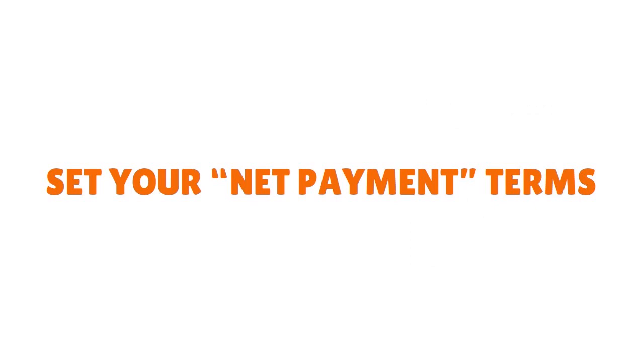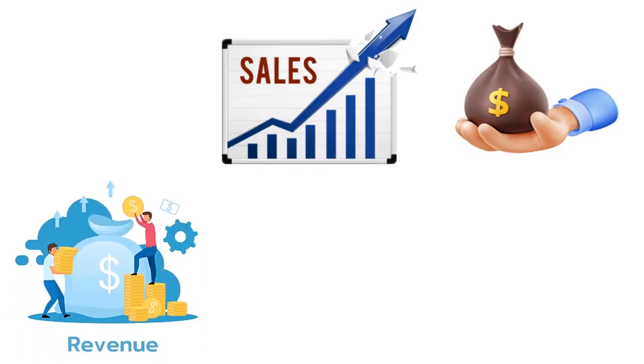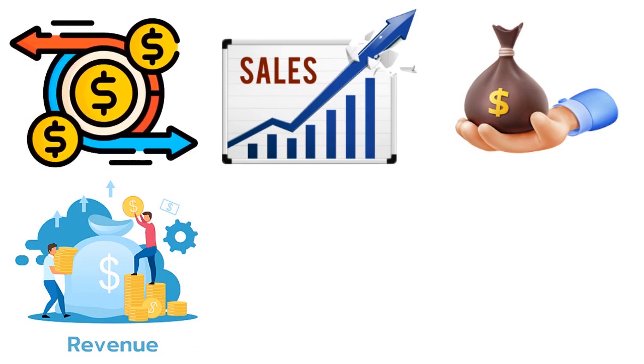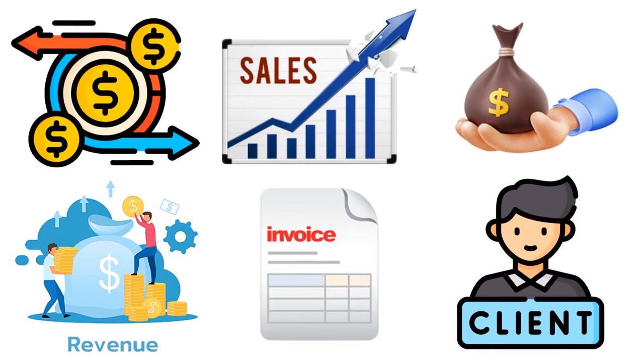Step number 6, you need to set your net payment terms. Net payment terms are a very important criterion that will affect your sales, revenue flow, and also cash inflows, of course. Net payment terms means you are allowing your clients to pay within a certain period after you send them an invoice. If a client is on net 30, you put net 30. If a client is on net 15, put net 15. If a client is on net 45, you put net 45.